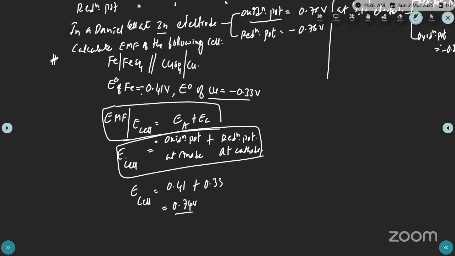Fe, FeSO4, salt bridge, CuSO4, Cu. This is the cell, and the cell potential is 0.74 volts. Like that we can do the problem.